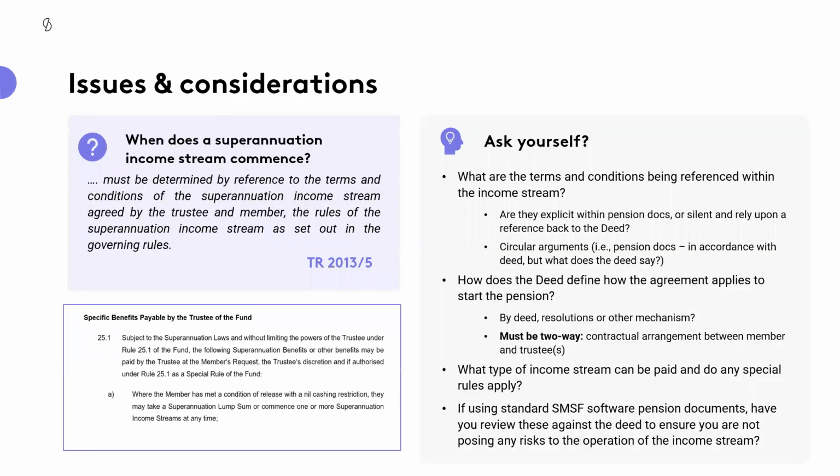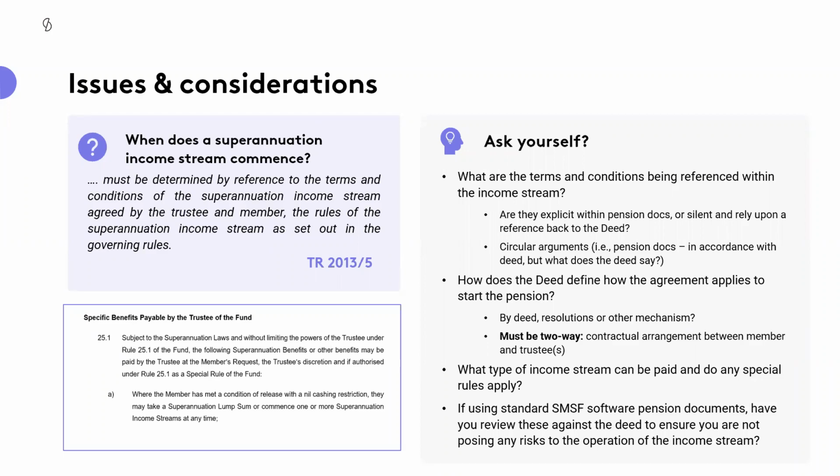So when we look at some of the issues and considerations around those documents more broadly, we need to go and understand, well, what does the Commissioner give us guidance on around when a pension commences? And we look to the fact that TR 2013/5 talks about must be determined by reference to the terms and conditions of that income stream agreed to by the trustee and member and the rules set out in the governing rules. So we need to combine those two things together.